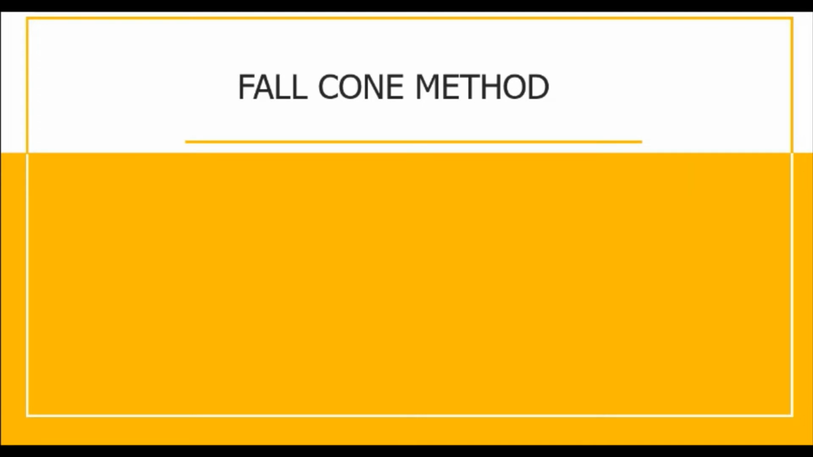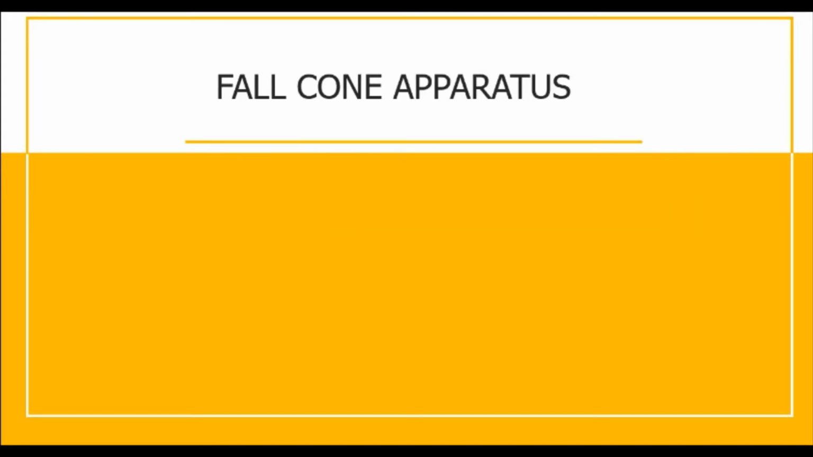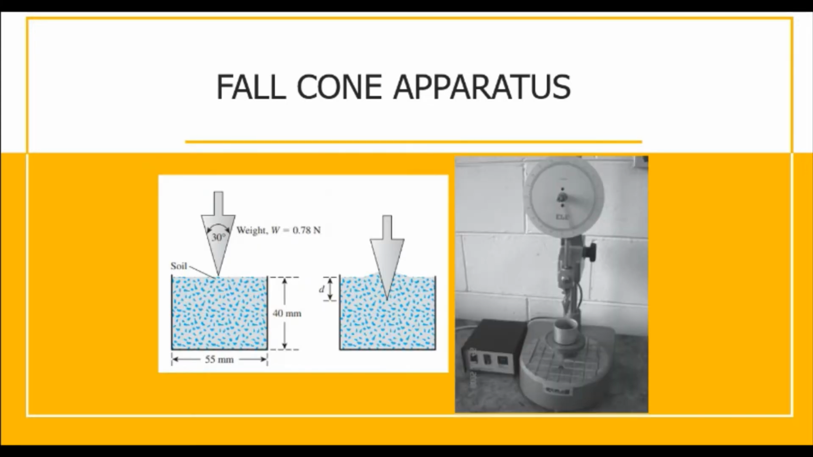There is another method in determining the liquid limit, and that is what we call the fall cone method. In this test, the liquid limit is defined as the moisture content at which a standard cone of apex angle 30 degrees and weight of 0.78 Newton or 80 gram force will penetrate a distance d equals 20 mm in 5 seconds when allowed to drop from a position of point contact with the soil surface. So, ang pagkakaiba ng Casagrande cup device, it's the moisture content at 25 blows. Ito namang fall cone method, it's the moisture content at 20 mm penetration. So this is an example of a fall cone apparatus.